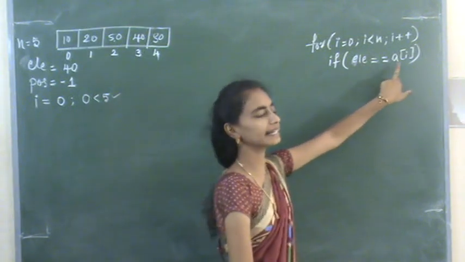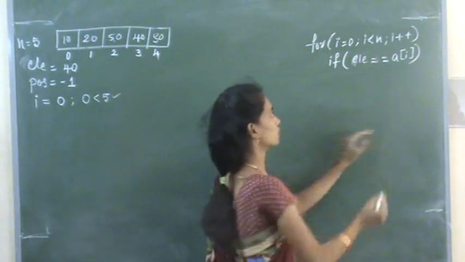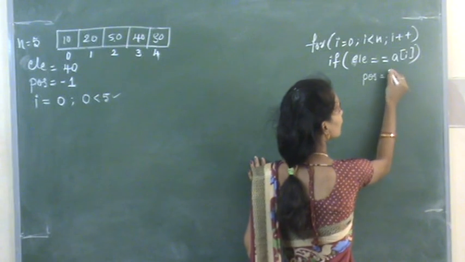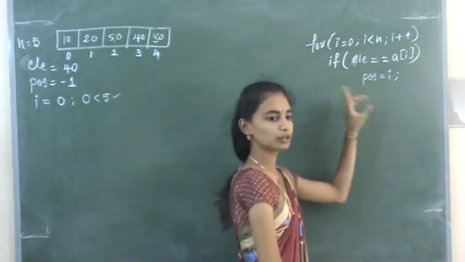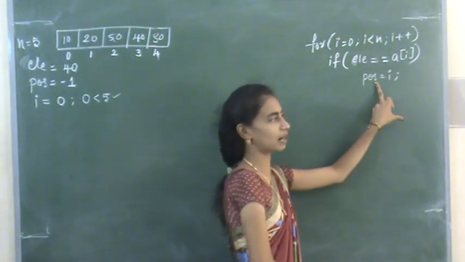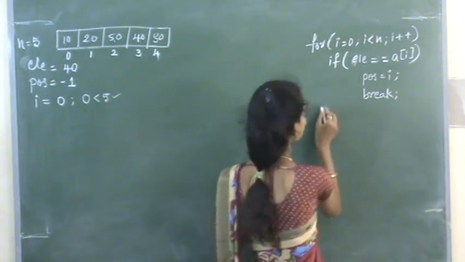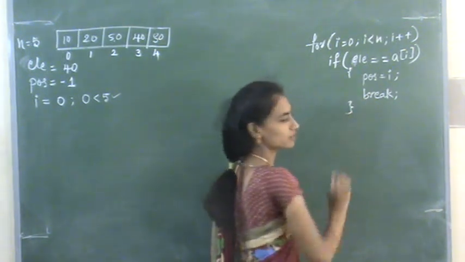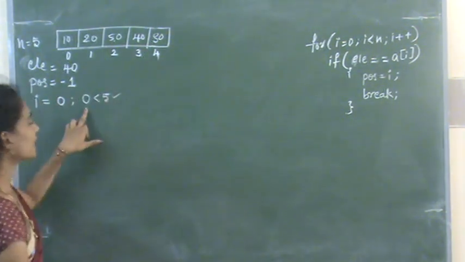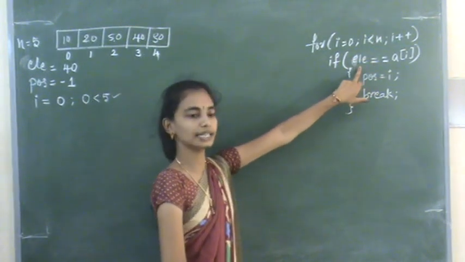So we are comparing each and every element to the search element. If it is true, we assign that I value to position, right? If the search element matches, we store that index value in position. And then we will break. So this is the condition we are using in the algorithm, right? So we are checking for the element. If this condition becomes true, it enters the if condition.